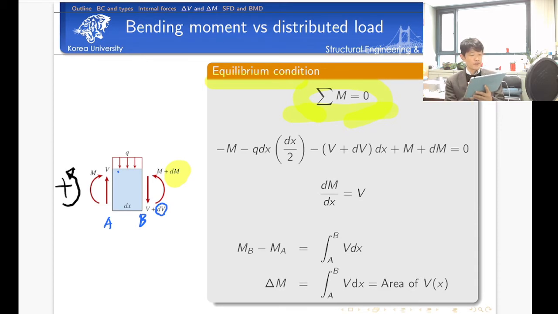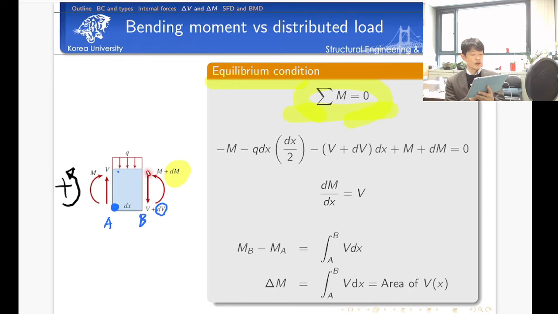We need a reference point. Let's choose this as our reference point. So the contribution of this shear force to the reference point is equal to 0. That's why we don't have to consider this shear force. The V times the arm length is equal to 0.